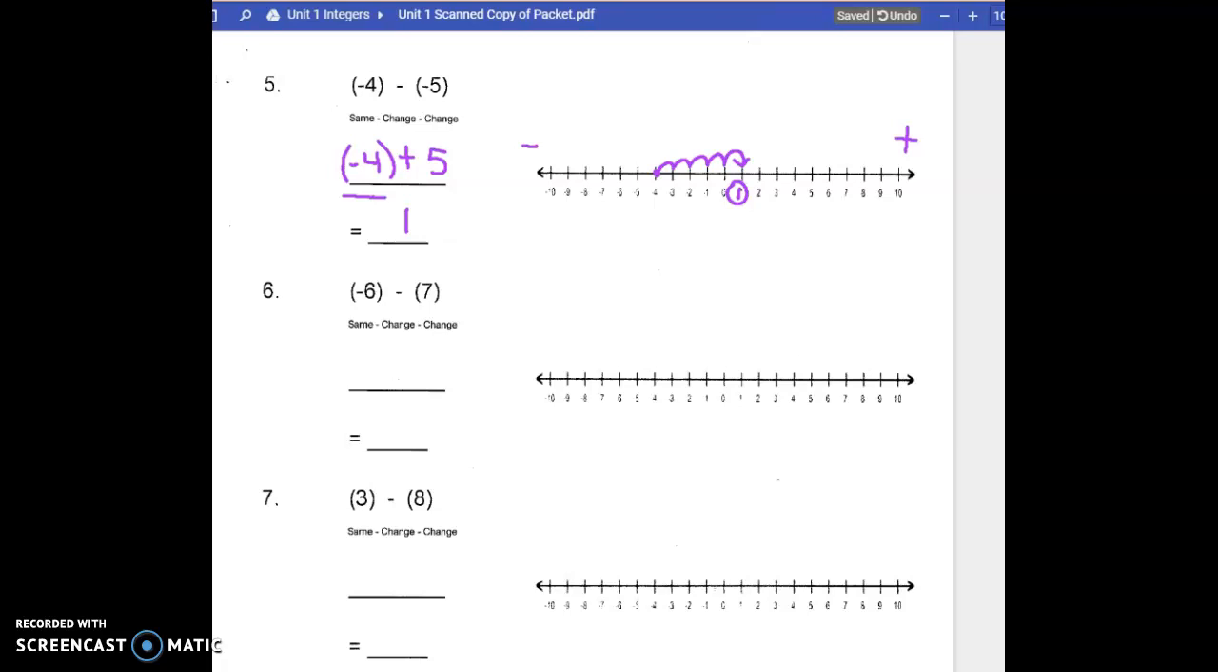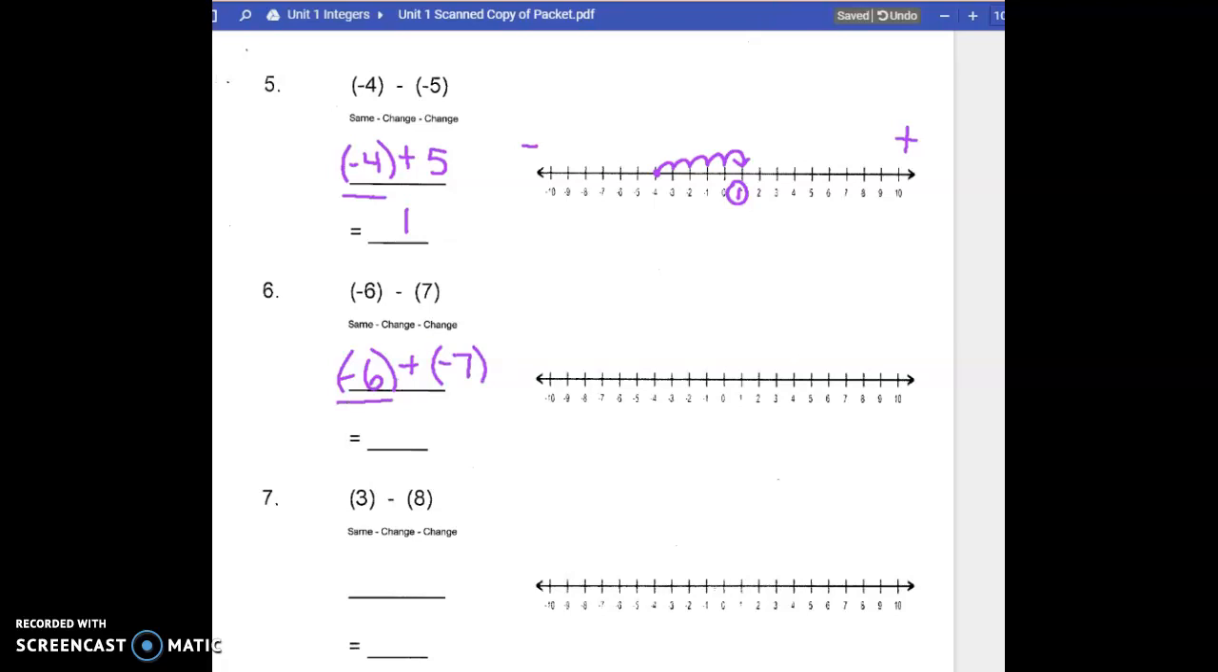Okay, so you're going to work on these next few. So -6 subtract 7. Again, I'm going to change this to an addition problem because we don't leave it as a subtraction problem when we're doing it with positives and negatives and integers. So I'm going to think same, change, change, or adding the opposite. So I keep this first number the same, it's going to stay -6, just like it is. My subtraction is going to change to addition. My +7 is going to change to the opposite, which is -7. So now I have it set up as an addition problem.